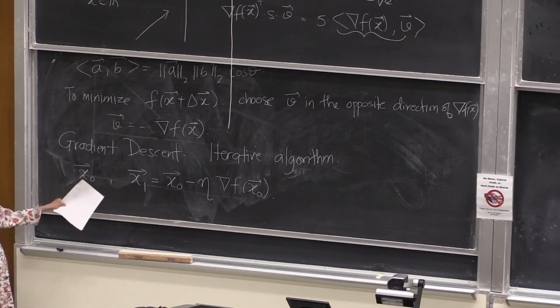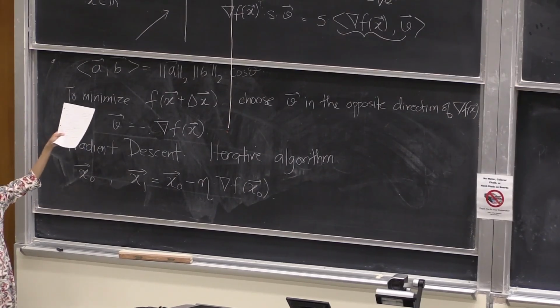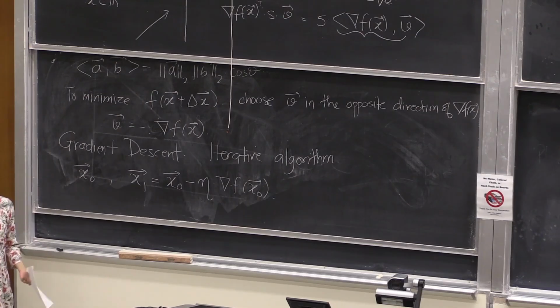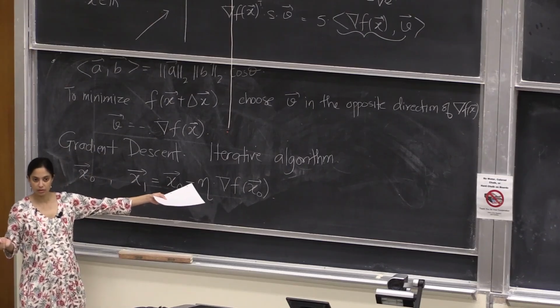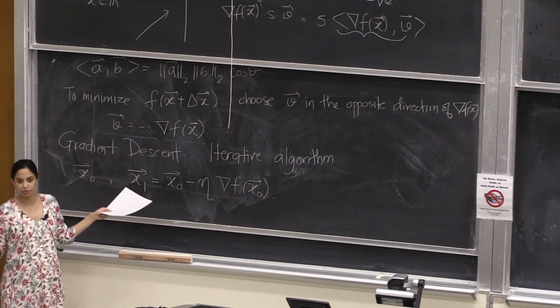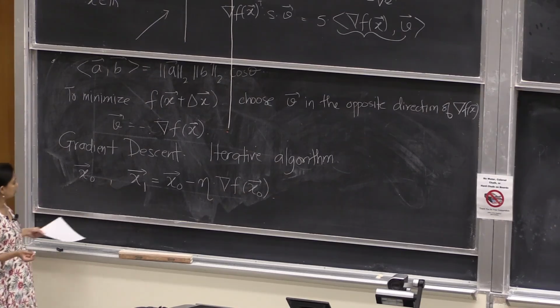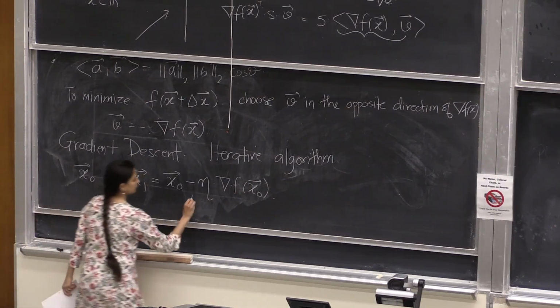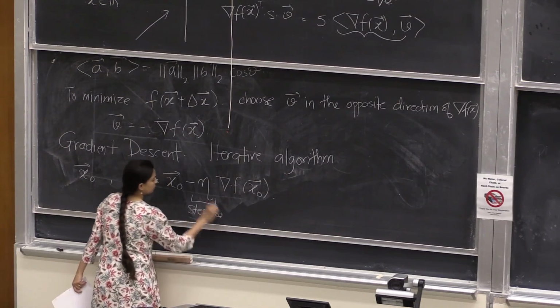Does everyone see how this step is exactly mirroring what we just discussed was the optimal way to move? Right? Now I'm moving in the direction of the negative gradient. Everyone seemed fine up here, and now I'm seeing confused faces. What's happening? Ask me a question. Yes? Is eta the step size? Eta is the step size. Yeah, this is called eta.